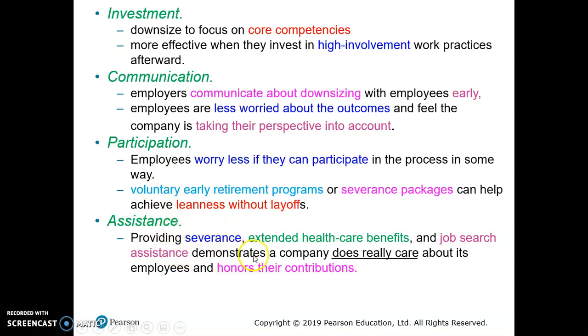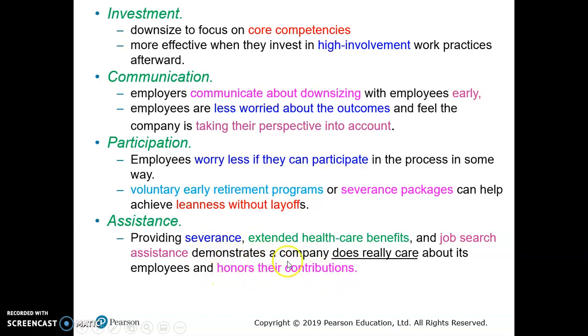To provide severance, that means to provide some compensation package to the employees that they want to lay off. And also providing assistance in terms of healthcare benefits to the employees they want to lay off. And also provide the employees some job search assistance, so that when they get laid off, they could find a new job easily or faster compared to those who are not given some assistance. So this demonstrates that the company really cares for them, and if the company becomes better, they may want to join back the company.